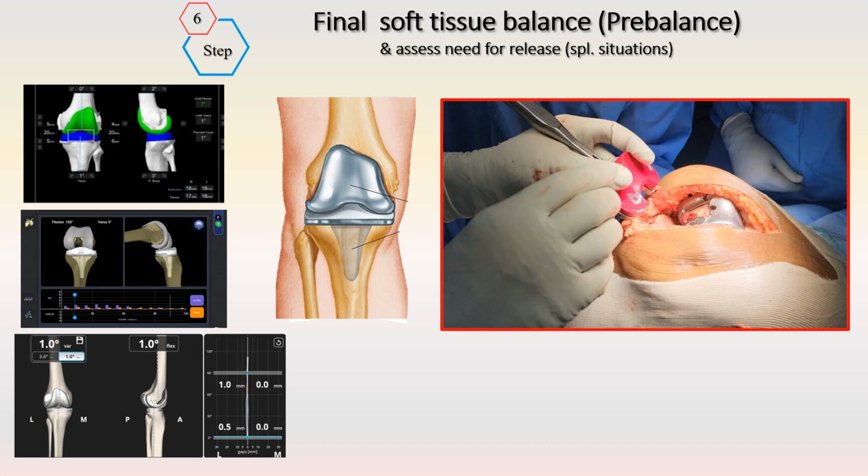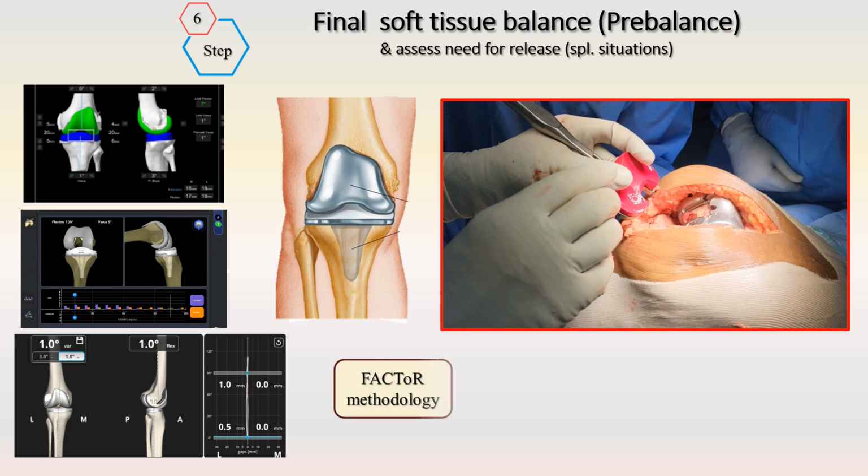Now all knees will fall into balance straight away without the need for any release. This is known as pre-balance. This is very fascinating to see in robotic platforms. In all robots, we do only a virtual cut and then we look at the spaces and we proceed with only the cuts that give us the good balance. So therefore the knee is pre-balanced.